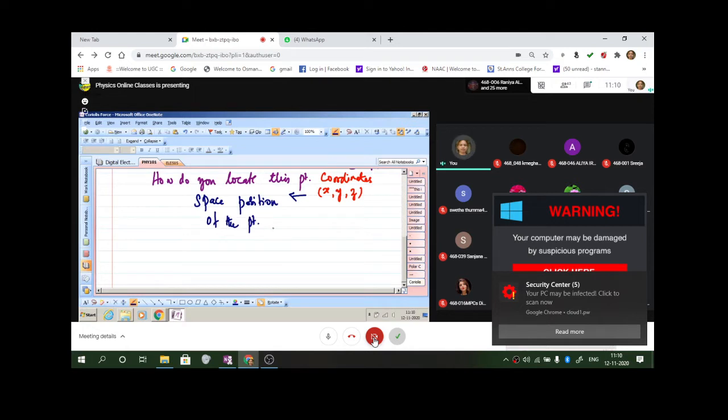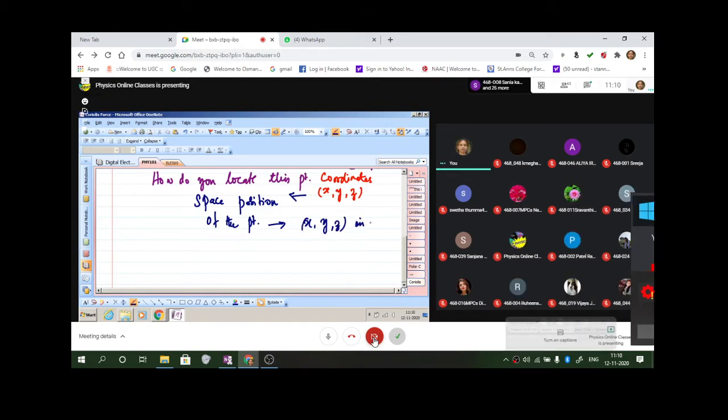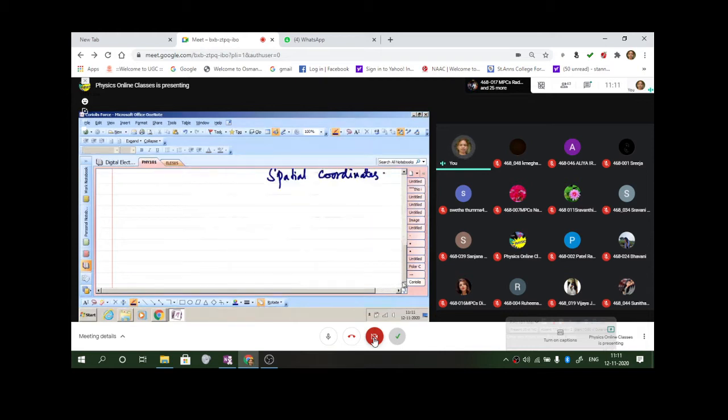and the position of the point is described by x, y and z in space, therefore they are referred to as spatial coordinates.